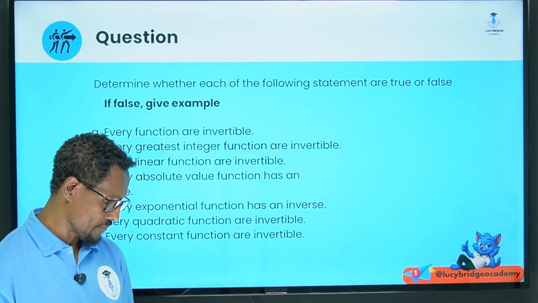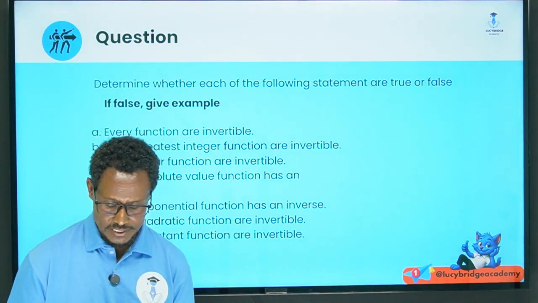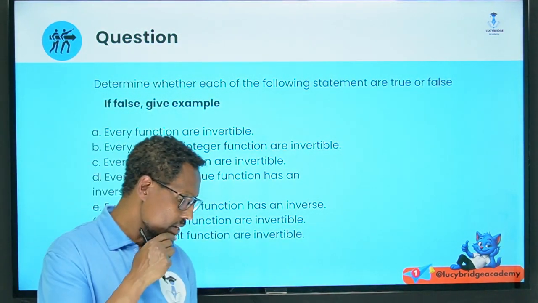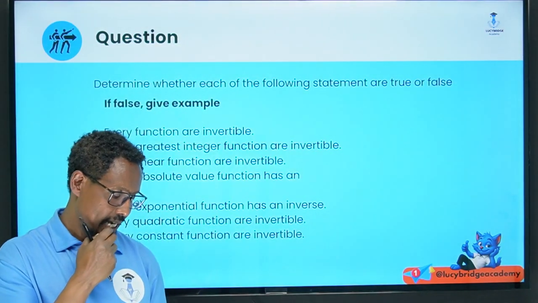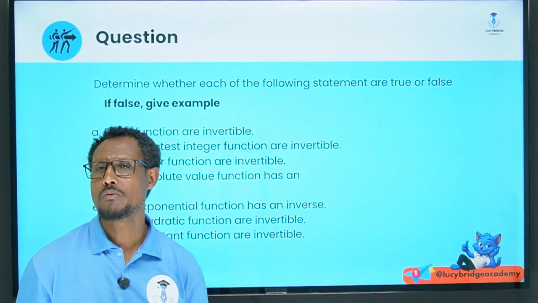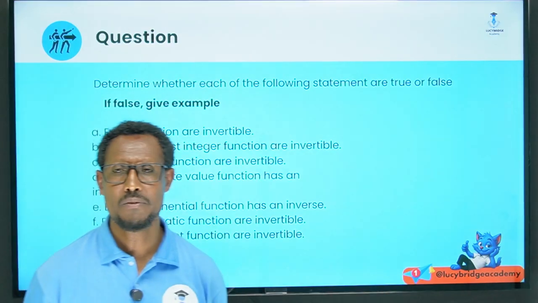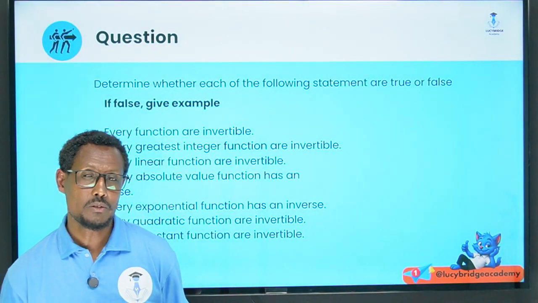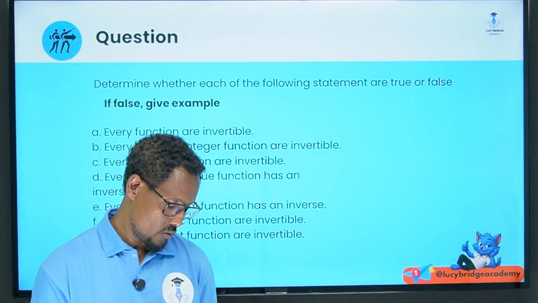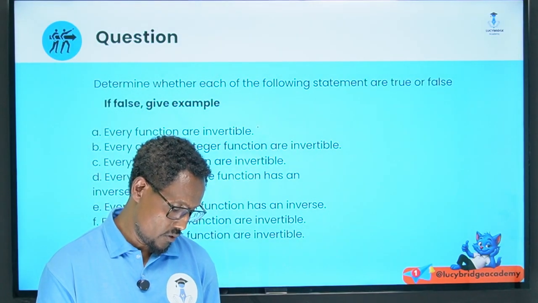Okay, question. Determine whether each of the following statements is true or false. If false, give an example. Every function is invertible. No. Every function is not one-to-one. False. This is false.